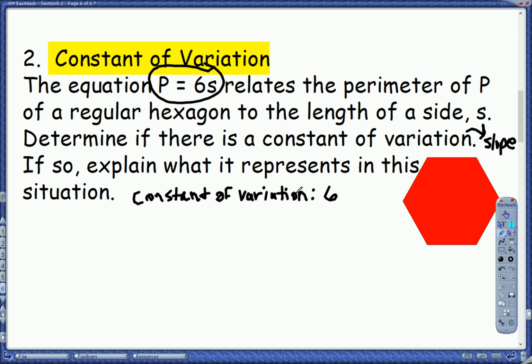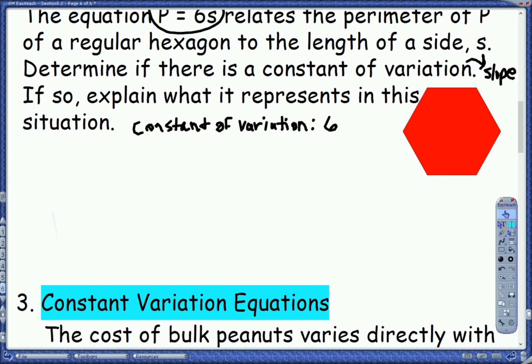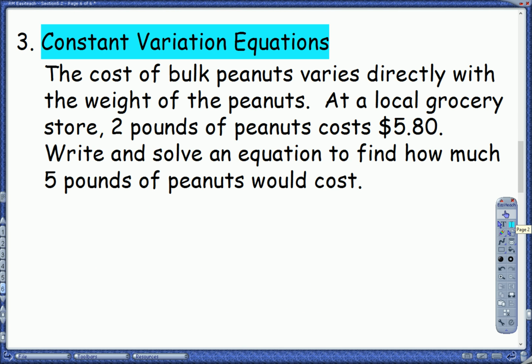And then it says, if so, explain what it represents in this situation. Well, this is a hexagon. So the 6 relates to the number of sides. The cost of bulk peanuts varies directly with the weight of the peanuts. At a local grocery store, 2 pounds of peanuts cost $5.80. Write and solve an equation to find out how much 5 pounds of peanuts would cost.